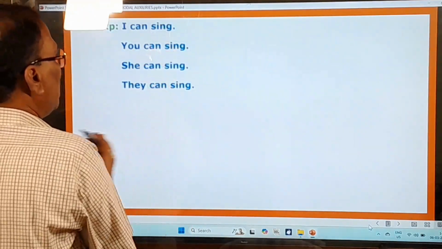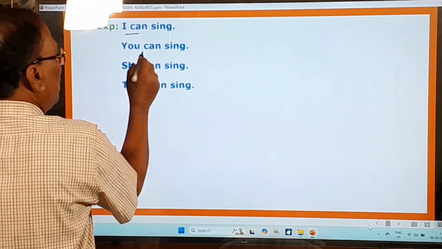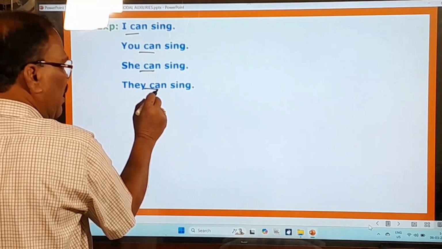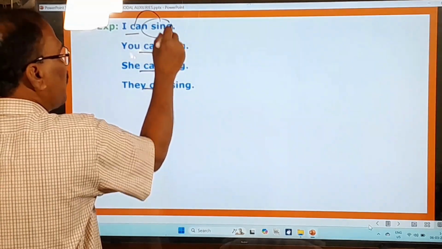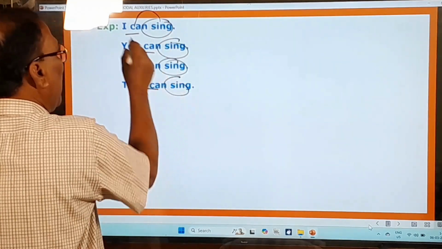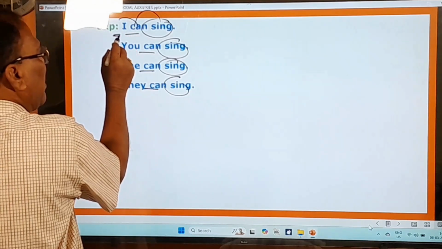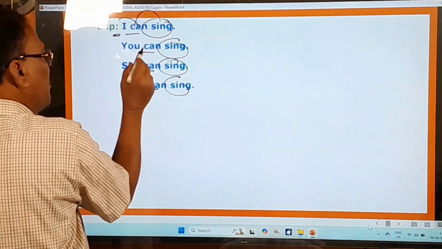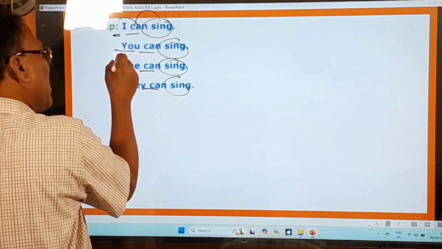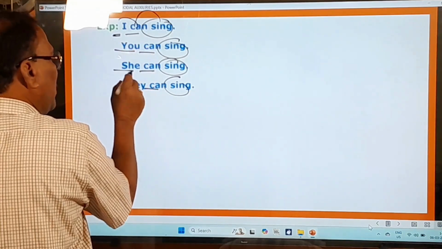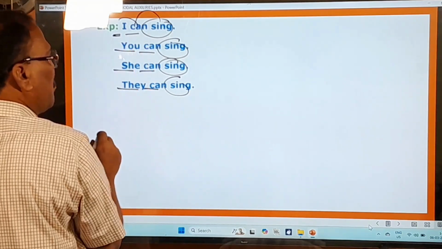This is the first example. In this example, we are using the modal auxiliary can. Beside this can, only the base form verb is used. And here you look at the subject of this can. What is here? I is the singular number subject. You, second person singular or plural. She, third person singular. They, third person plural.